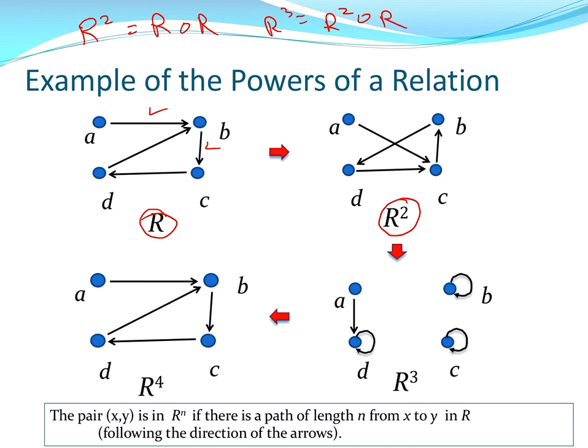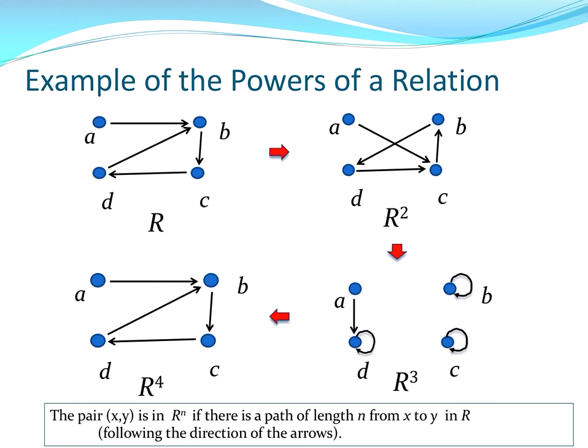So in R squared, if I go from A, B, and B, C, then I have AC in my relation for R squared. I have BC and CD in my relation, and so I've got BD in my relation for R squared. And I have, for example, DB and BC in my original relation, so I must have DC in my relation for R squared.